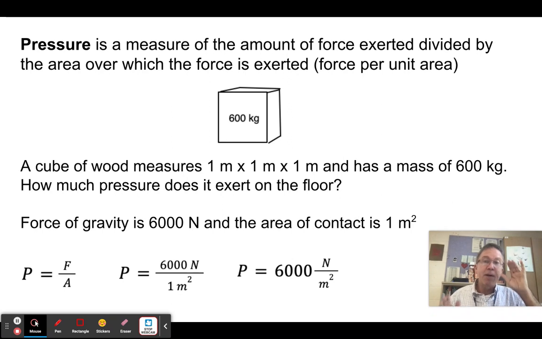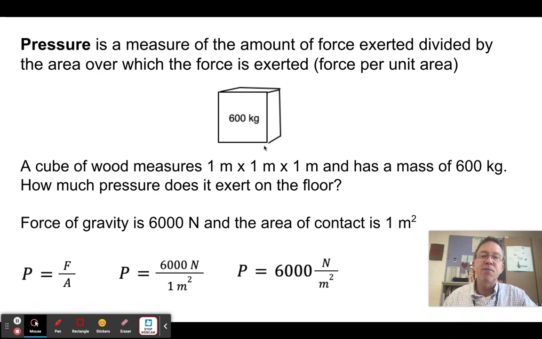Density aside, let's talk about pressure. We're going to come back to that. Density is a big thing in this unit, but right now let's just talk about pressure. Pressure is really what makes this unit a little bit different. It's a little bit hard to wrap your head around. So pressure is a measure of the amount of force exerted per unit area.